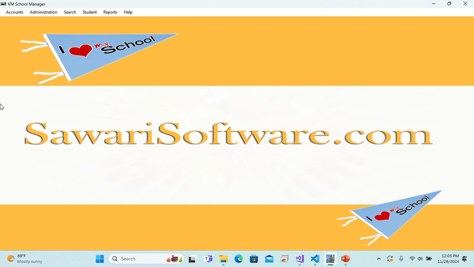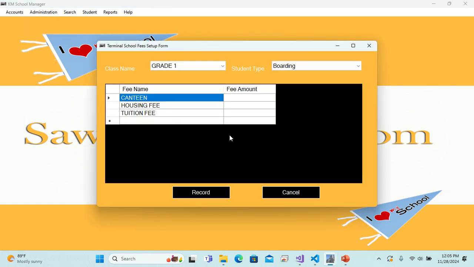We already have students. Now we need to know how much we are charging these students, right? So for that, we come to the accounts menu, then come to set up term fees. Term, as we explained earlier, could be a semester, it could be a trimester, whatever works for you. So now let's start with grade one, and for boarding, these are the fees that apply. If I start day, these are the fees that apply, right?